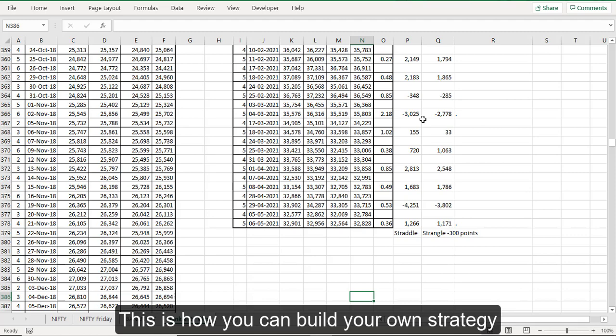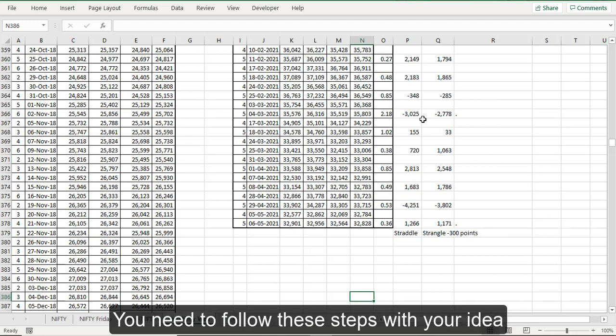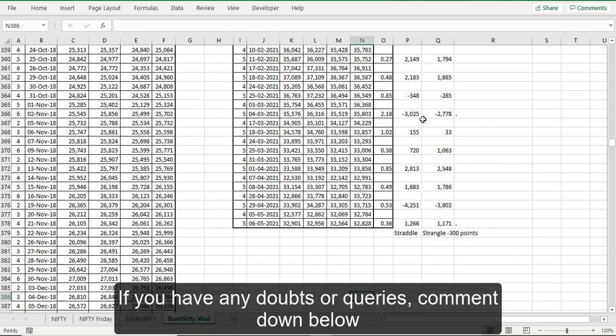So this is how you can build your own strategy. I have given you the steps. Now you need to follow them with your idea and apply it.